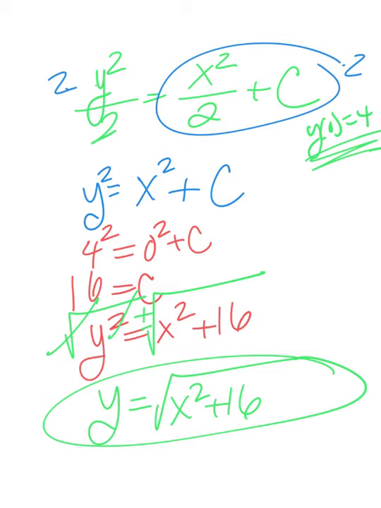We can try another one. Let's see. We could do the one that we started out with in class. That was probably the most difficult we can get to. Let's say I said dy over dx equals, we'll do x times y.